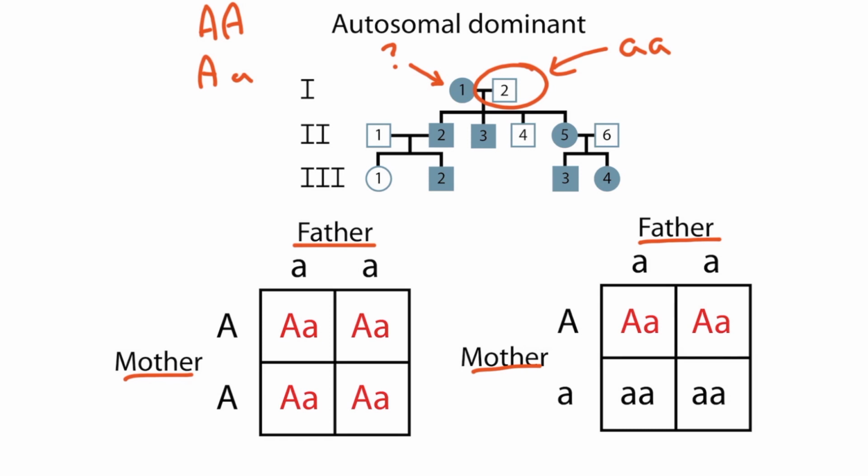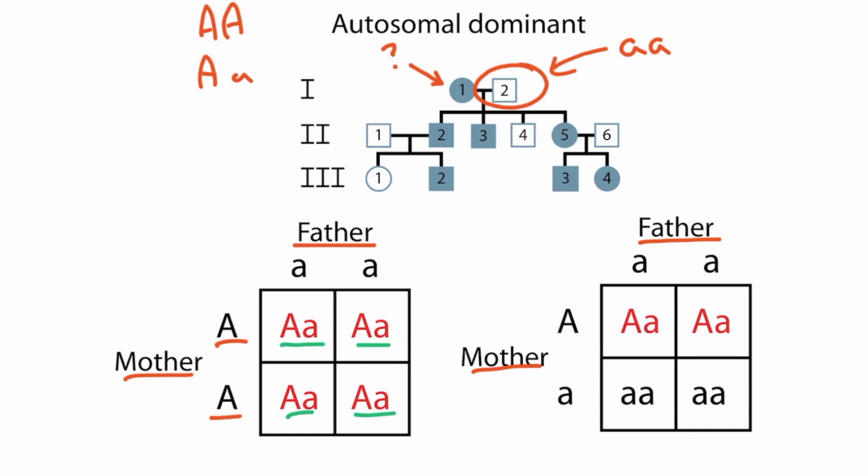If we look at the left Punnett square, we can see that this represents a mother who is homozygous for the dominant trait, so big A, big A. If we look at the genotype possibilities of her offspring, we can see that all of the boxes contain big A, little a. In other words, in this example, all of the offspring would express the trait.